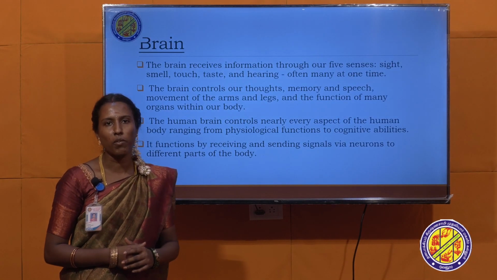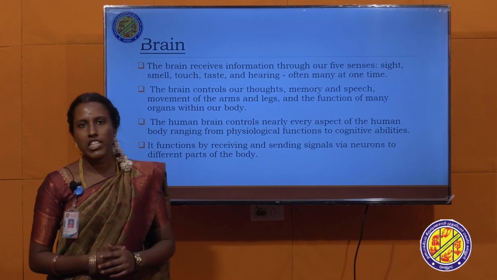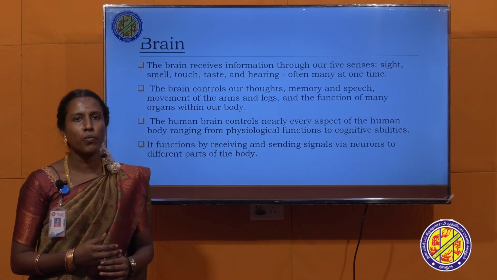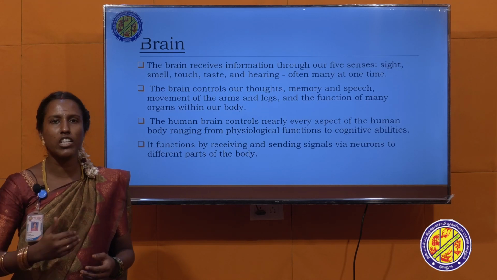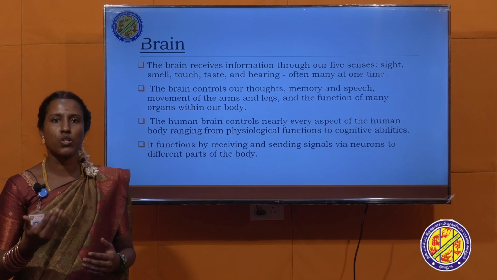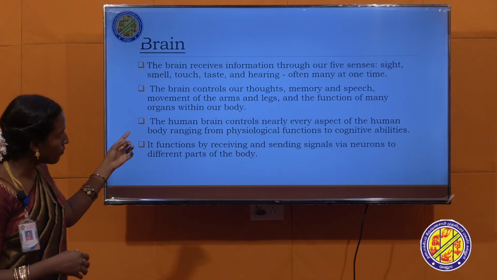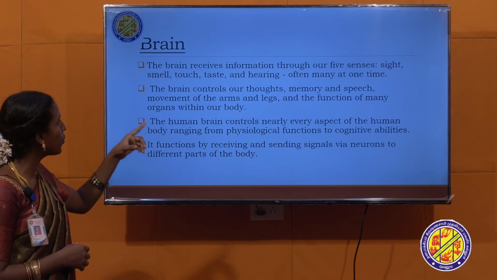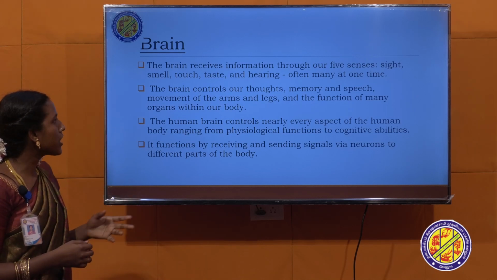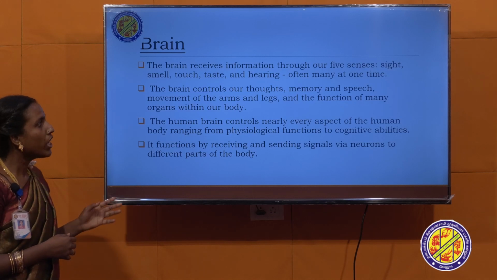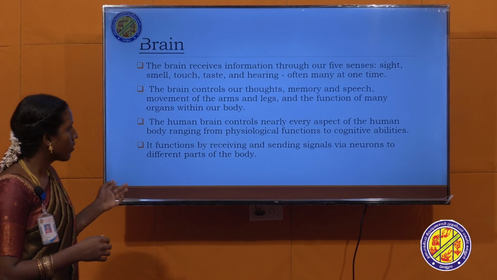Today I am going to talk about the basic anatomy of the brain. Before going to the topic, let us know what is meant by brain. The brain helps to receive information through the senses. In all the senses we get information, and it passes to the brain, and it conveys the message to our body also. It helps receive information through sight, smell, touch, taste and hearing. It also controls thoughts, memory, speech, and movements of arms and legs. It also receives information, and it also helps to send information to the body.